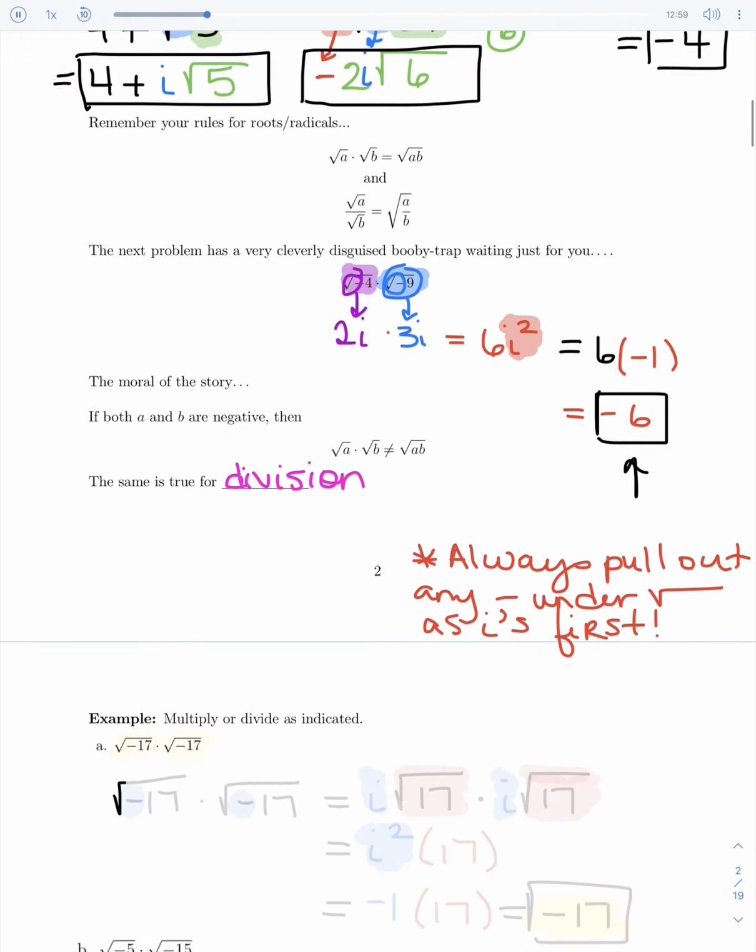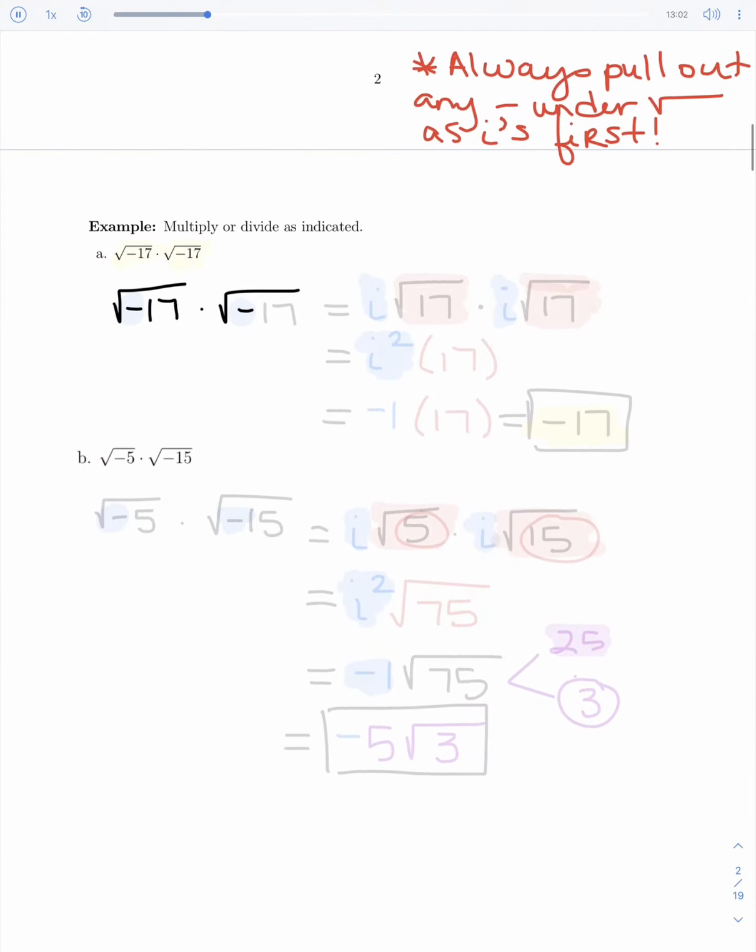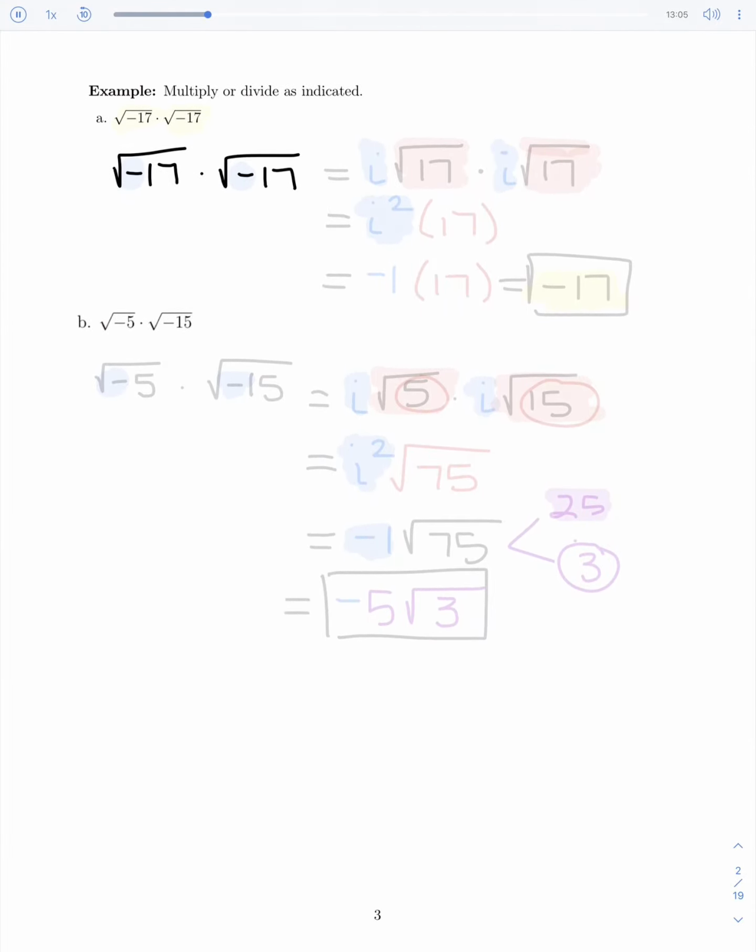In problem A, we have the square root of negative 17 times the square root of negative 17. The first thing that we would do is pull out the i's from the two square roots. That gives us the i coming out of the first square root. We can't take the square root of the 17 though, so that would stay inside. The second one also has a negative inside the square root, which can come out as an i, but again you would not be able to take the square root of 17, so that stays inside. Then we have an i times an i, which would give us an i squared.